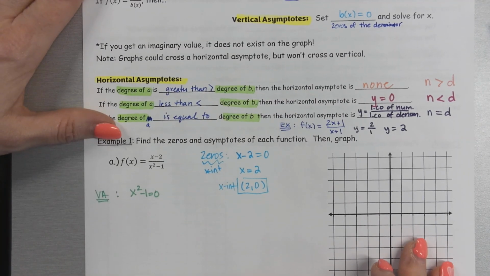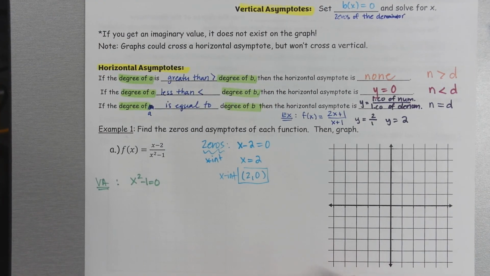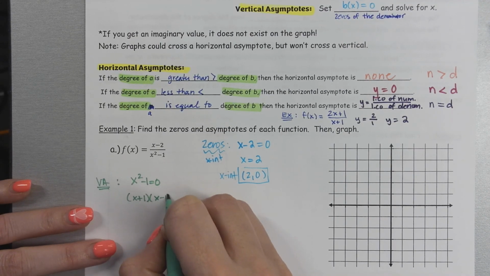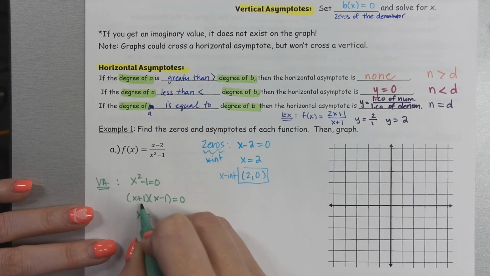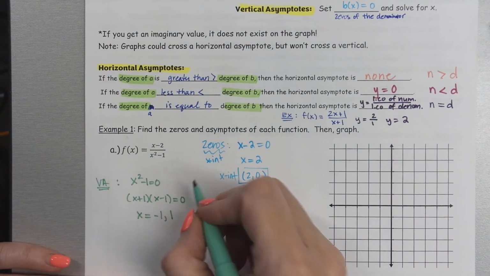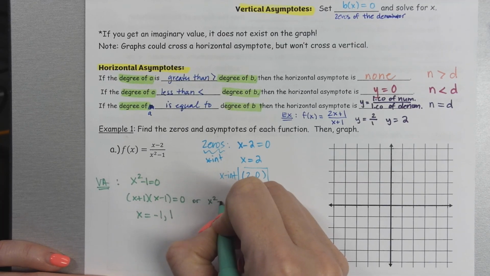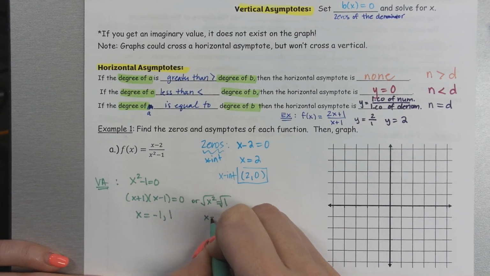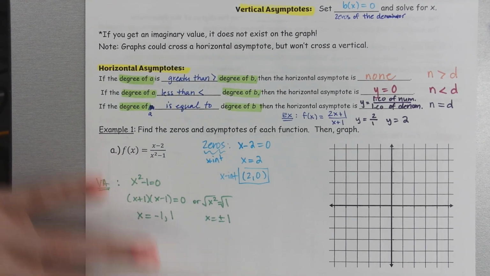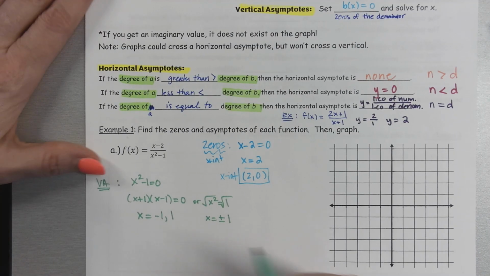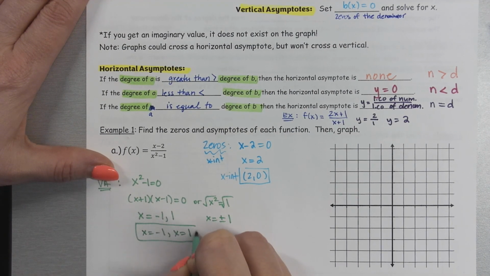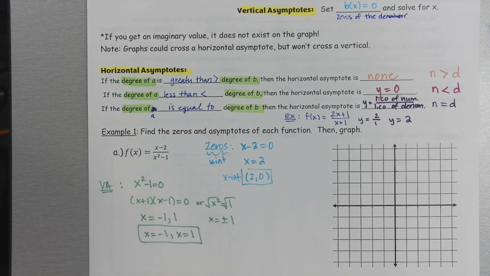When you have x squared minus 1 equals 0, there are two ways you can do this. You can factor, and when you factor, you're going to get negative 1 and 1. Or did some of you move this over and take the square root? If you did x squared is equal to 1, just remember you have to have the plus or minus. If you forgot the plus or minus, that's okay, we're going to add that part in now. So you need both: x equals negative 1 and x equals 1. Both of those are vertical asymptotes.